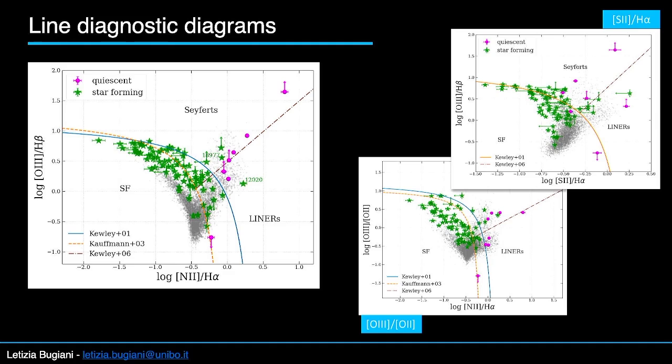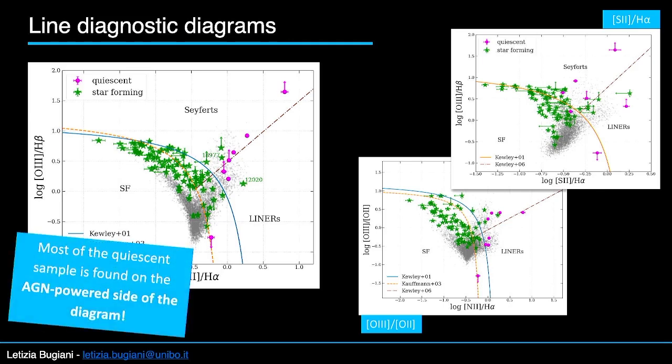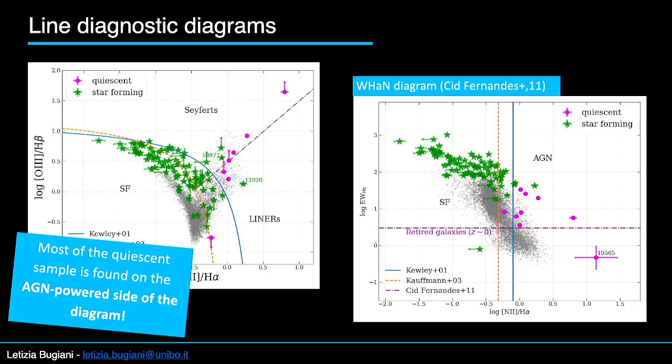In fact, we are able to construct the emission line diagrams for this sample. The quiescent sample is in the magenta points, and as you can see in the BPT diagram on the left, most of the galaxies are actually found in the AGN-powered side of the diagram. And this is also the case in two other diagnostic diagrams. So this means that there are actually hidden AGN in this population of quiescent galaxies, and this can also be seen using another diagram. This is the WHAN diagram, for example.